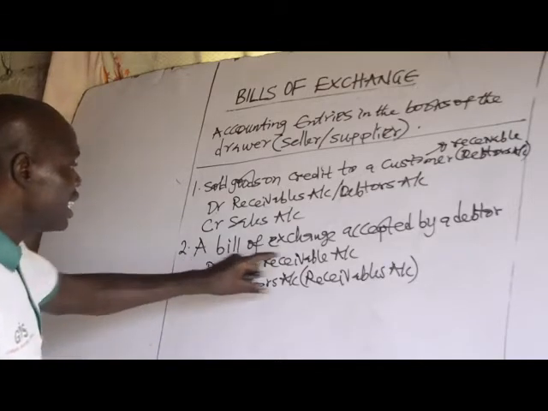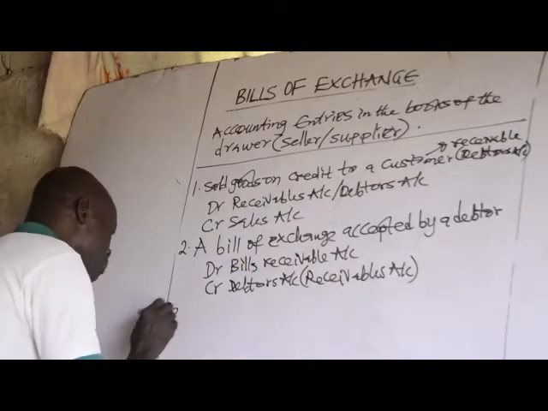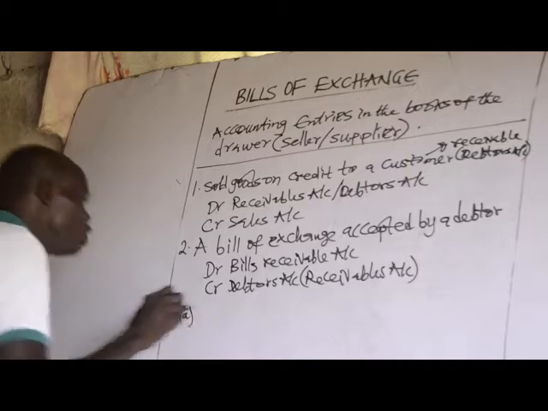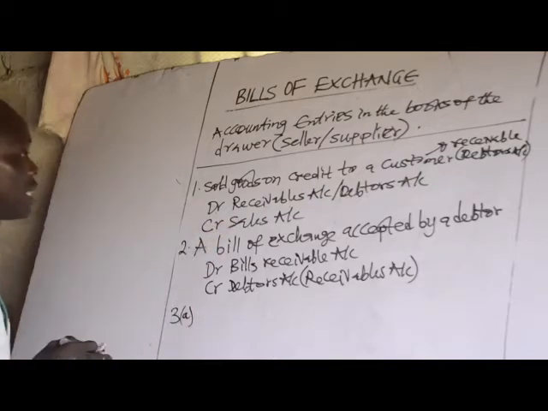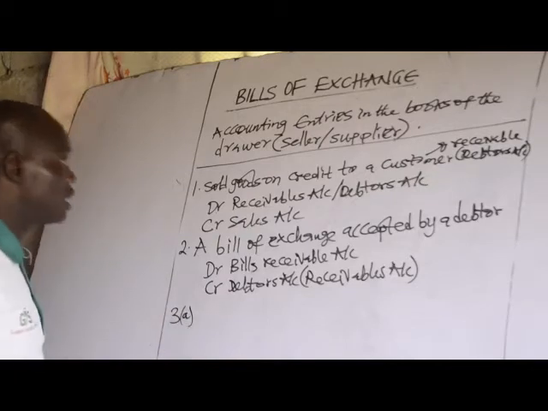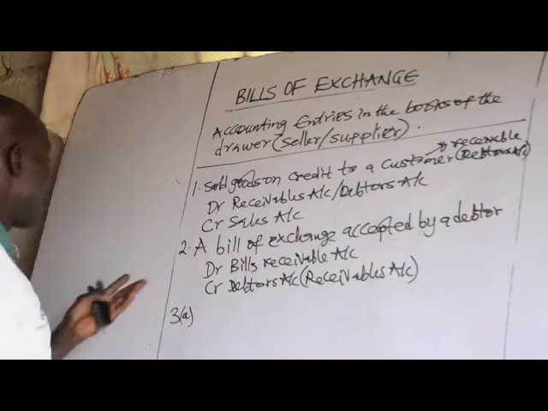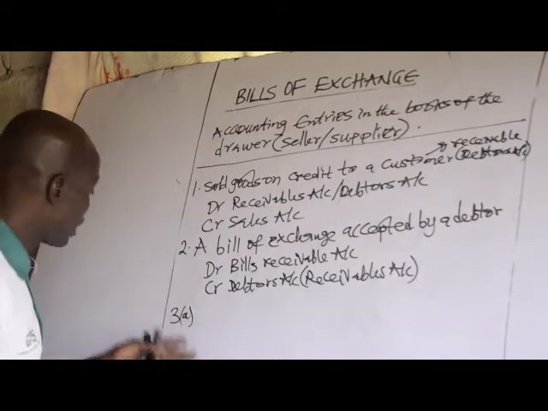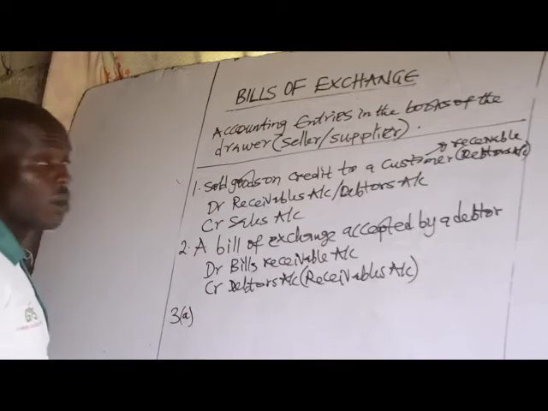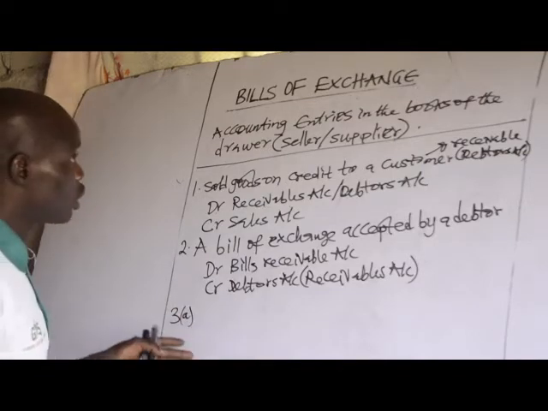Since these bills have been accepted, I've told you that there are three options open to the drawer. One option is that the drawer may wait till maturity and collect the face value of the bills. Another option is to discount the bills with the bank or the discount house. The third option is that he might endorse the bills to the third party.